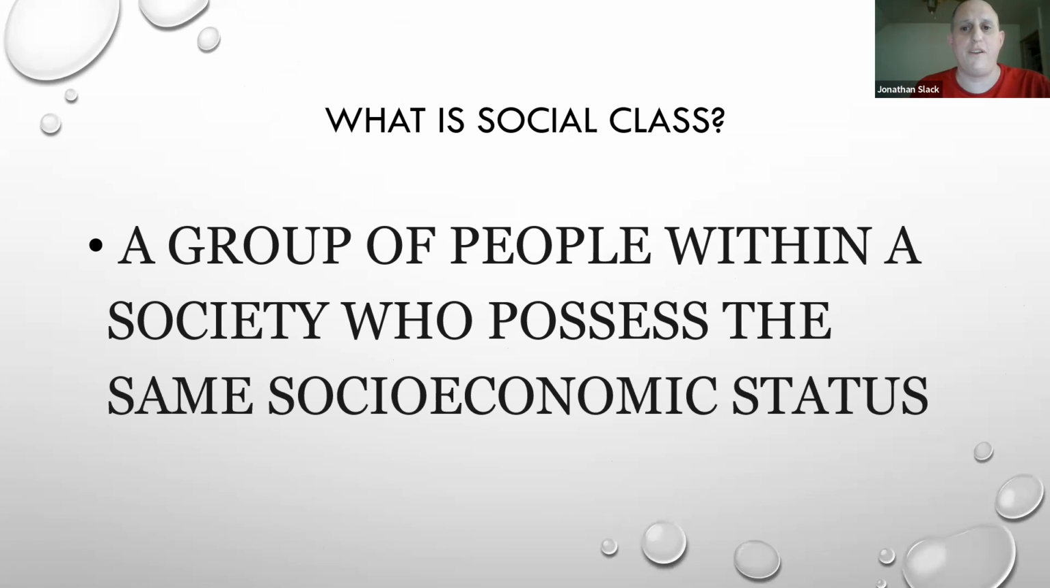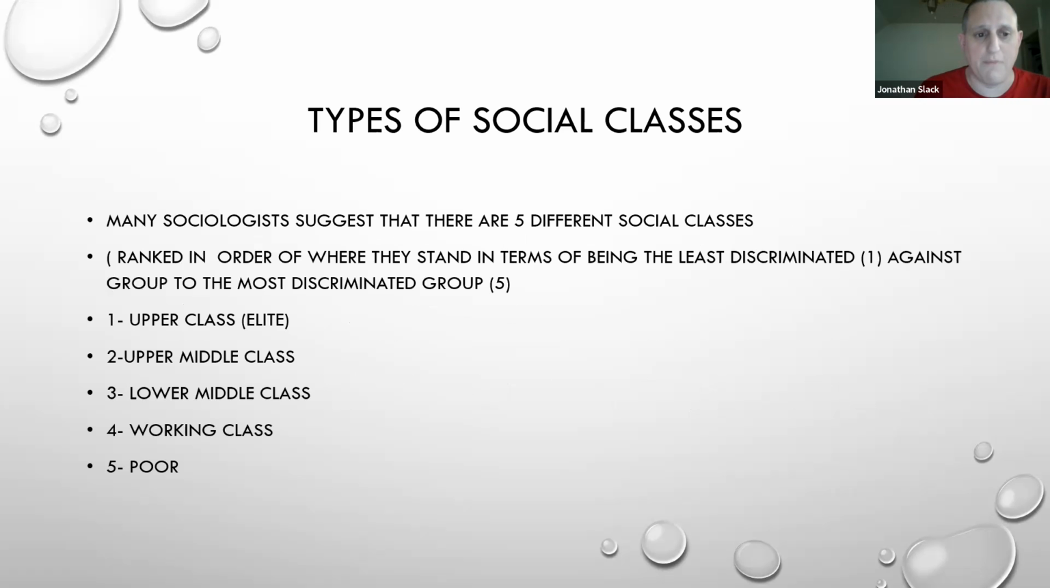I just gave a brief definition of social class. It basically is a group of people within a society who possess the same socioeconomic status. Sociologists suggest that there are 5 different social classes. I rank these in my own opinion, obviously, by who's the most discriminated against, but we did just bring up that there is reverse discrimination too. In order: the upper class, the elite, the upper middle class, lower middle class, working class, and then poor. The poor, obviously, are probably the most discriminated against, but also the working class.